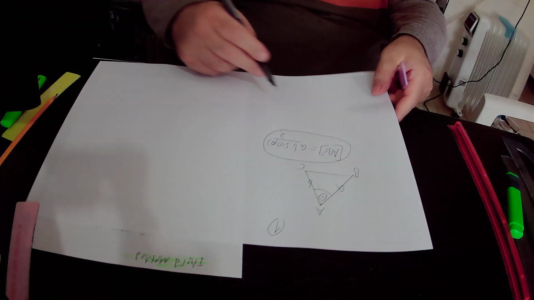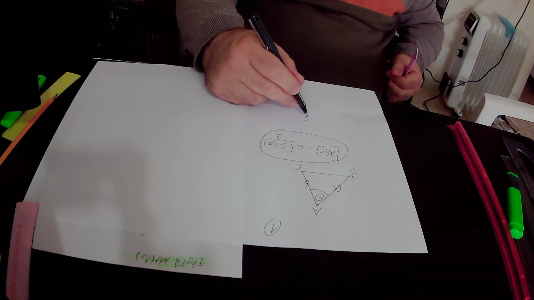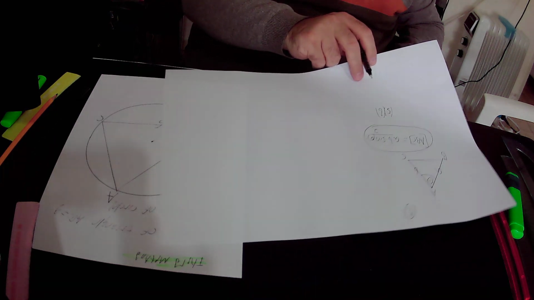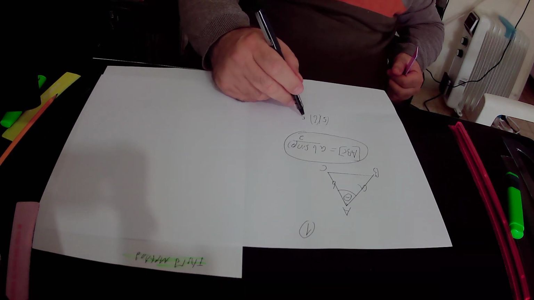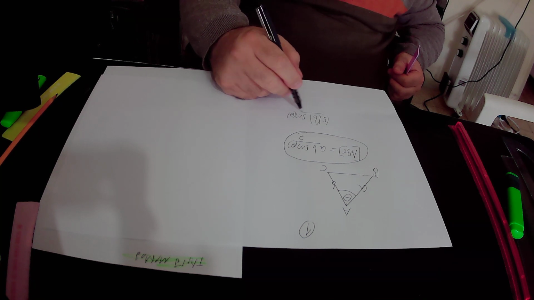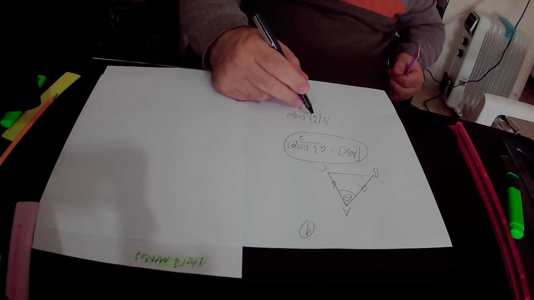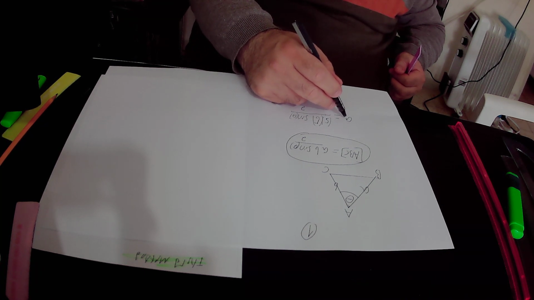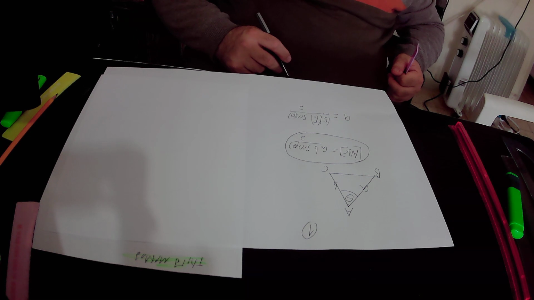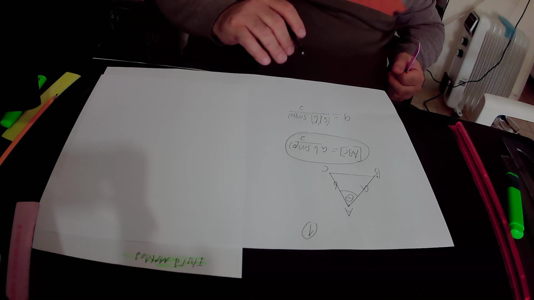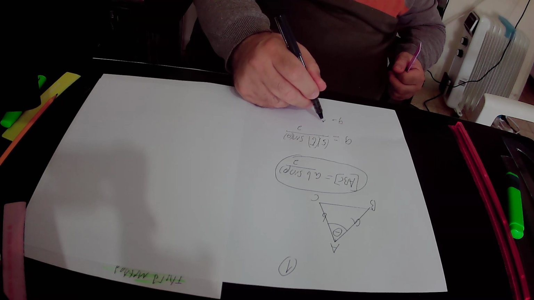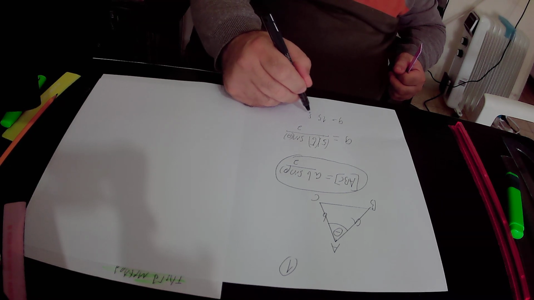A equals 5 units, B equals 6 units, times sine theta over 2. But we know that the area of triangle ABC equals 9 units. It is given in the question. 5 times 6 is 30. So 9 equals 30 over 2, which is 15, times sine theta.